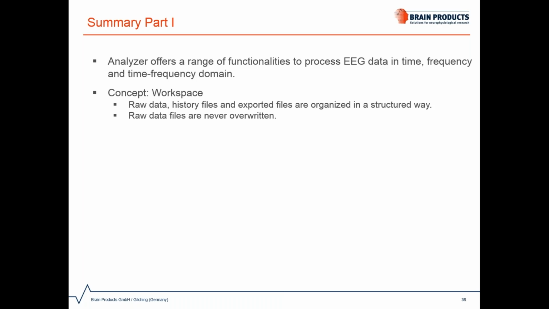Remember, a workspace consists of 3 dedicated folders for raw data, history files, and export files. Raw data files are never overwritten. The processing steps are always stored in the history files.